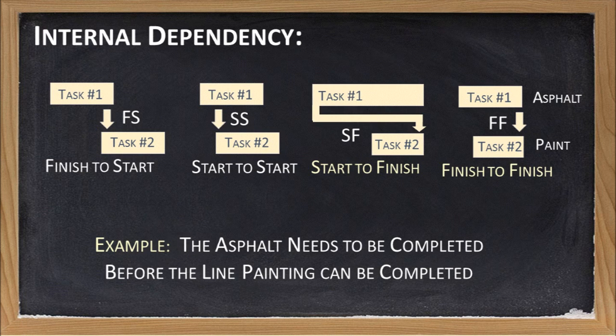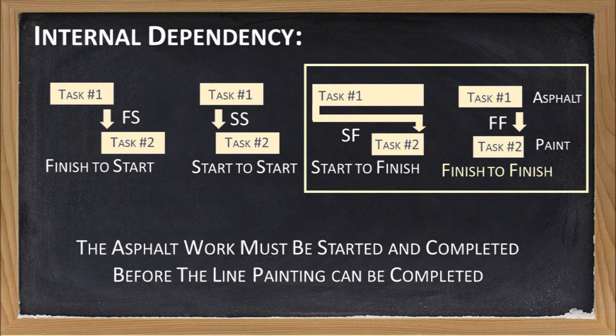In our road example, we know that laying the asphalt has to be completed before the line painting can be completed. By combining these last 2 relationships, we can develop a more complete picture of the internal dependencies between asphalting the road and painting the lines. The asphalting work needs to be started prior to painting the lines and needs to be completed prior to completing the lines. The combination of these 2 relationships form a more complete logical representation of the interdependencies between these 2 tasks.